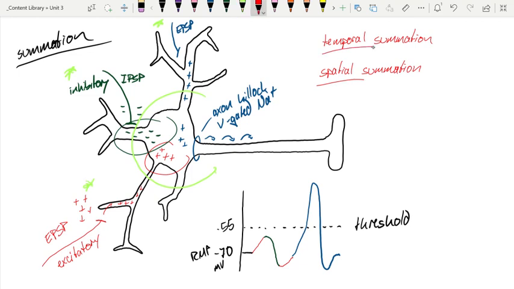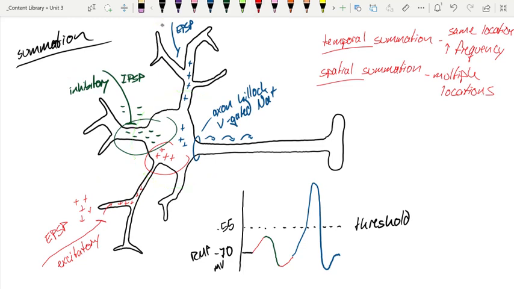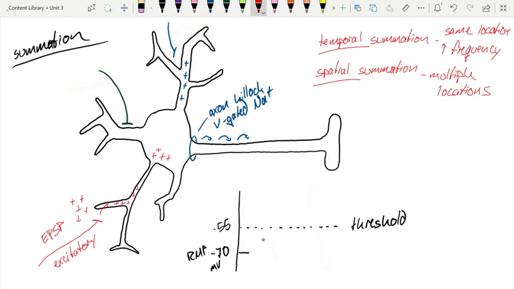Temporal summation is a little bit different. Temporal summation is the same location, but its frequency. And we'll show you what that is in contrast to the spatial summation, which is simply the addition of multiple locations. So let's go back and look at what temporal summation might look like. So maybe this inhibitory neuron isn't firing, and so I don't receive that IPSP. Maybe I don't even receive this EPSP up on top. But I am receiving this EPSP down on the bottom. So it's getting me there.